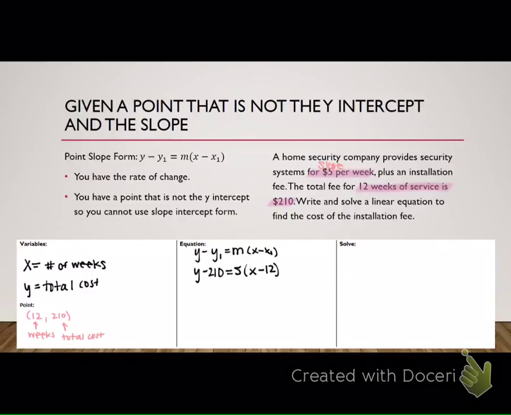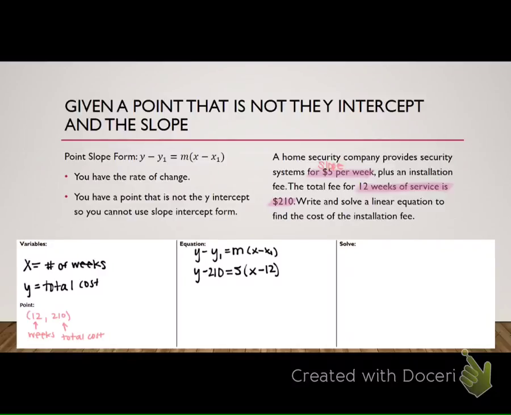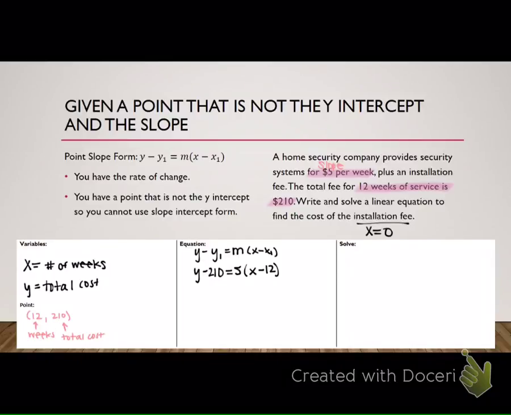Okay. Write and solve a linear equation. Find the cost of the initial fee. How many weeks would it be if it's the cost of the initial fee? Mike? Initial. How many weeks? 0. You haven't paid anything yet. You haven't started the service. You're just paying for the installation. So is weeks x or y? So we're saying x equals 0. So in our equation, we're going to make x equal to 0.